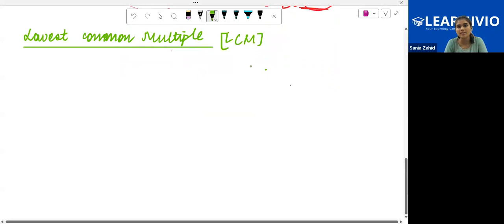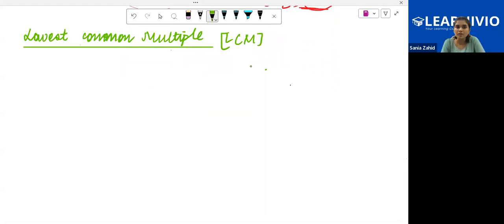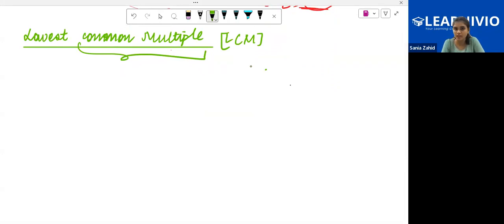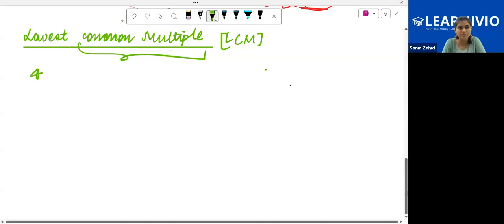Okay, see, LCM. So what is LCM, or the lowest common multiple? A common multiple, this term I already explained to you. What does common multiple mean? The multiple which occurs in more than one number, right? Lowest means the smallest multiple. For example, let's consider 4 and 6.